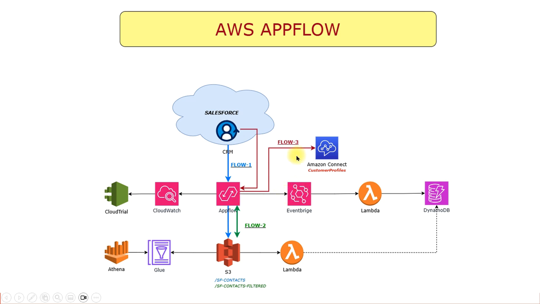Okay, so then I noticed there was an Amazon Connect flow that you can create. And so what you could do is get the Salesforce objects and take the events into AppFlow, and then put the events to Amazon Connect into customer profiles. So that was using Amazon Connect as a destination. So we're going to look at a couple of these things.